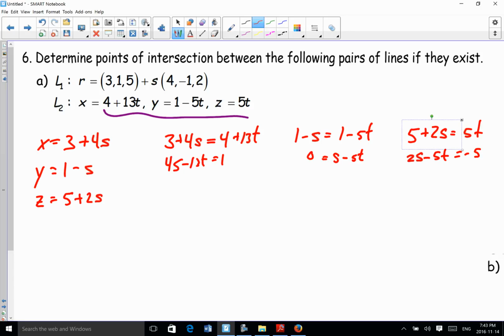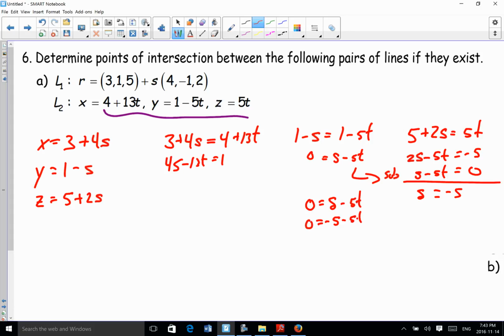So, looking for nice ones to start off, I think we put this one underneath, and I'll get s minus 5t equals 0. I can do my same sign, subtract. I'll get s equals negative 5. Once I know that, I can go back to my previous equation and fill in negative 5 for s, and then solve for t. So t is negative 1.